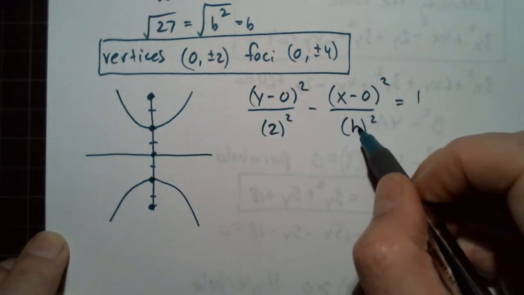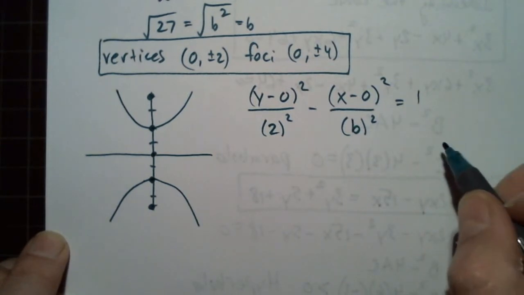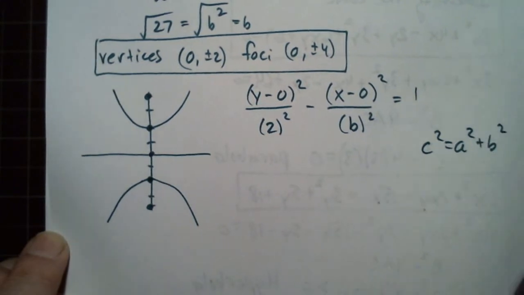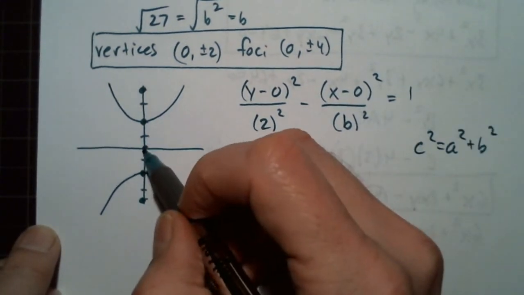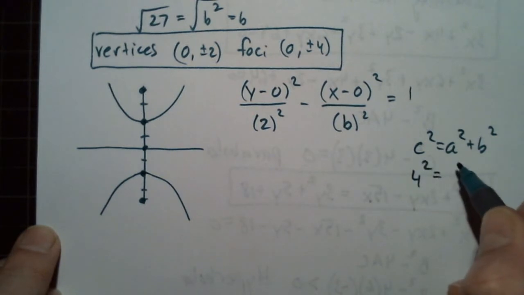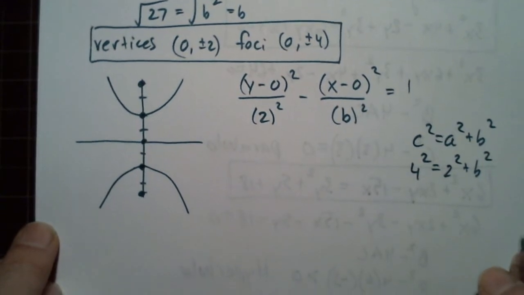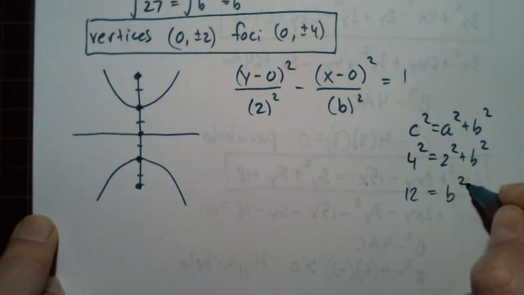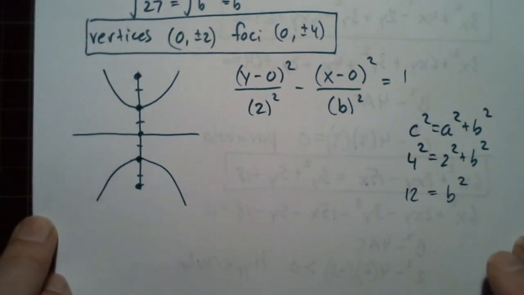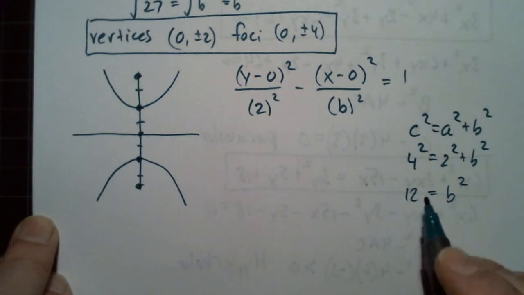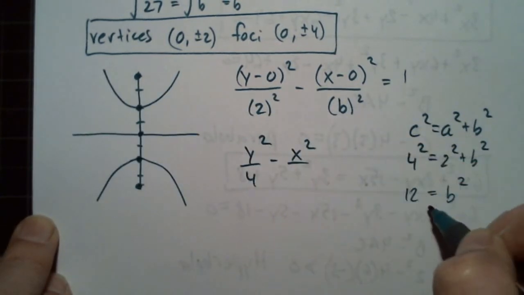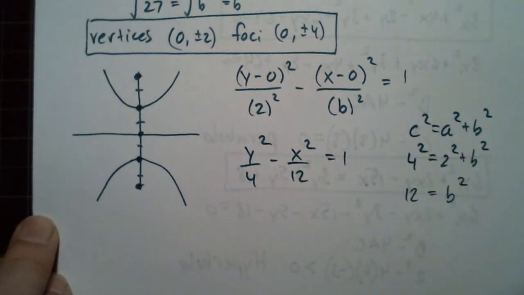Then we have to find b. So we have c squared equals a squared plus b squared. C is 4. A is 2. And we'll have 16 minus 4. We are only looking for b squared, so we could just even leave it like that. Y squared over 4, x squared over 12 equals 1.